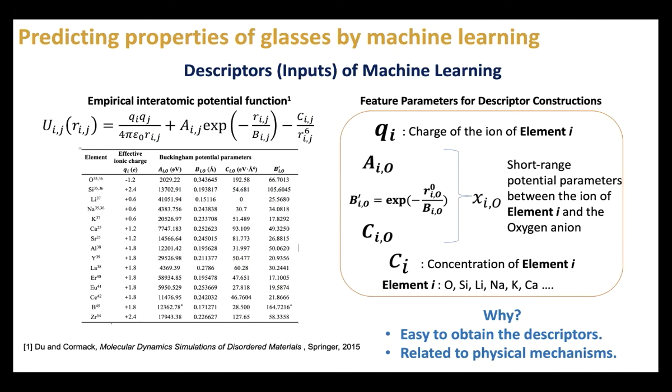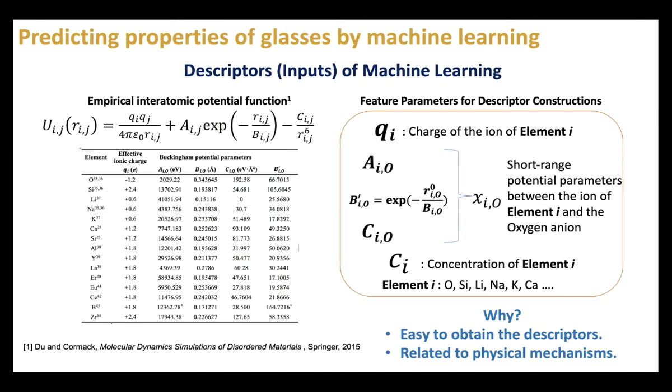Another advantage of these feature parameters is that they are based on physics, because no matter density or elastic modulus, intrinsically they are based on the interaction between atoms and ions in this glass system. So if we know how strongly these two atoms or ions can interact with each other in each glass system, it can introduce some physical information as input in our machine learning models.